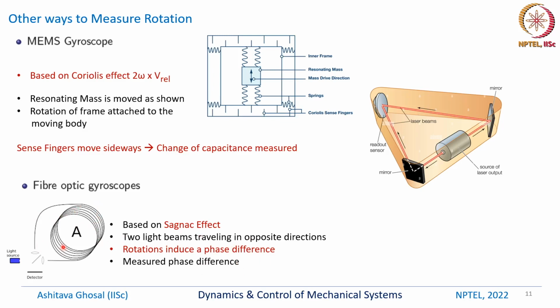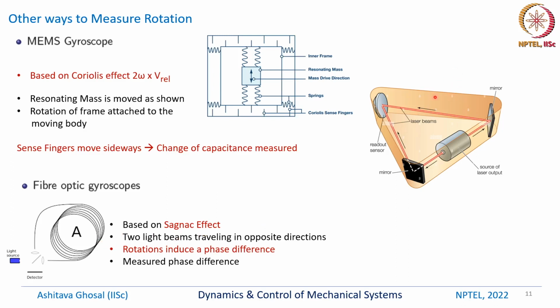If there is no angular velocity, the phase difference will be something. And if this whole device is rotating, then there will be a different phase difference. This is called the Sagnac effect. Okay, so if you can measure the phase difference, we can find out the angular velocity of the object on which this fiber optic device is mounted.